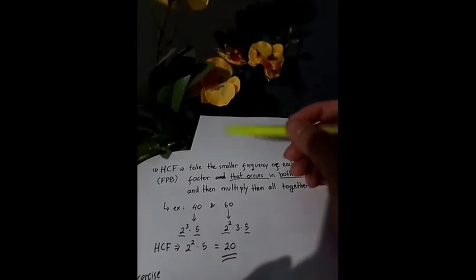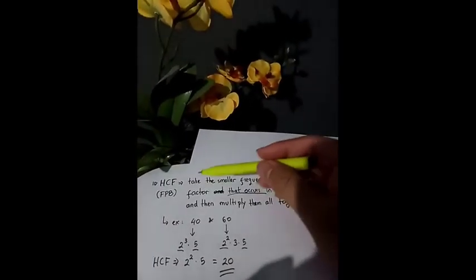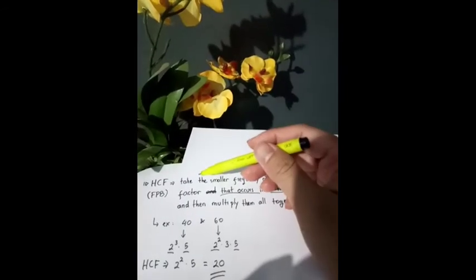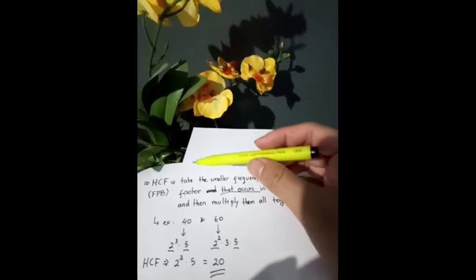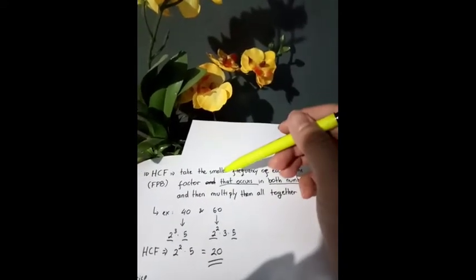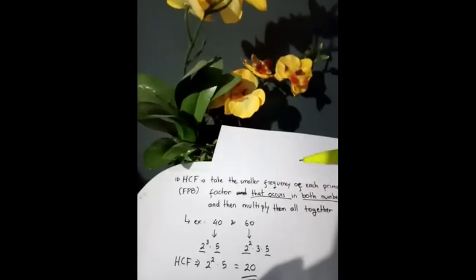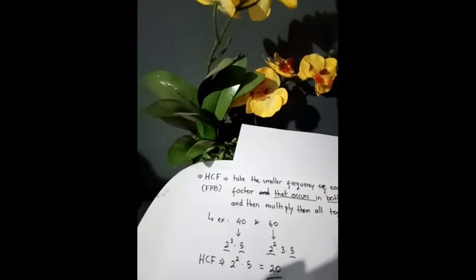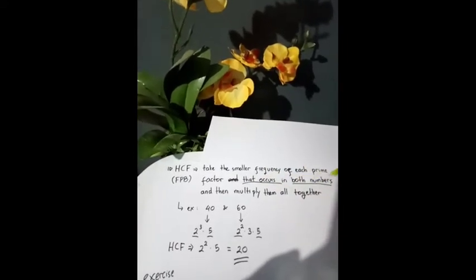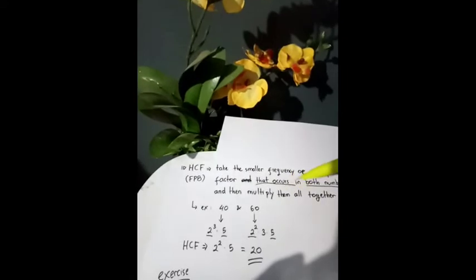Next part is about HCF. How to find the HCF of numbers? We take the smaller frequency of each prime factor that occurs in both numbers. So this is the most important, yeah. So you must be focused. HCF is the smaller frequency of each prime factor that occurs in both numbers. So it must occur in both numbers and then multiply them all together.